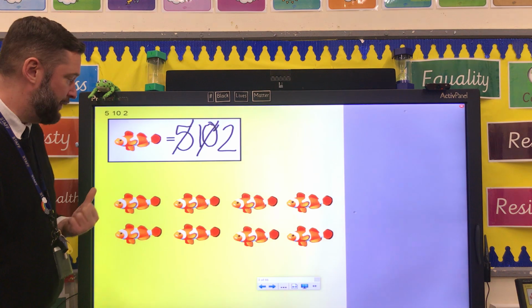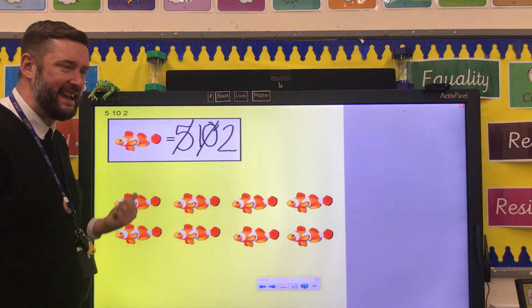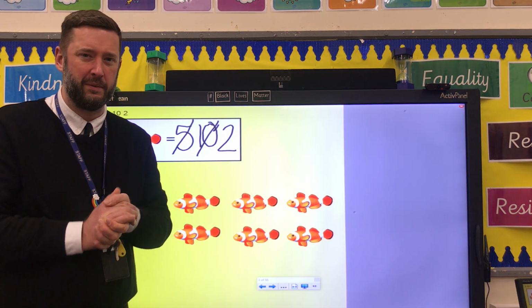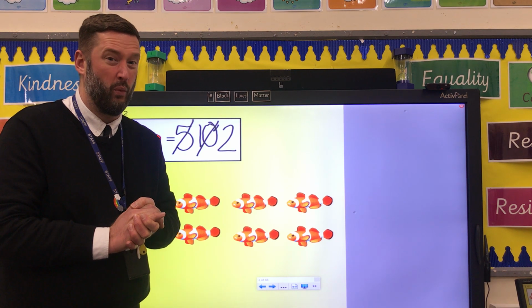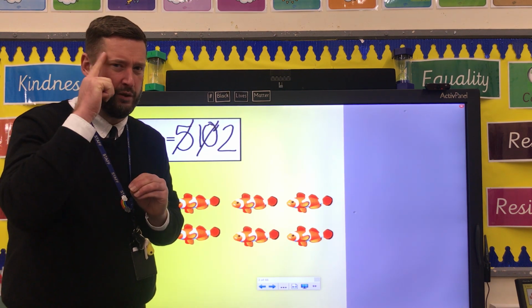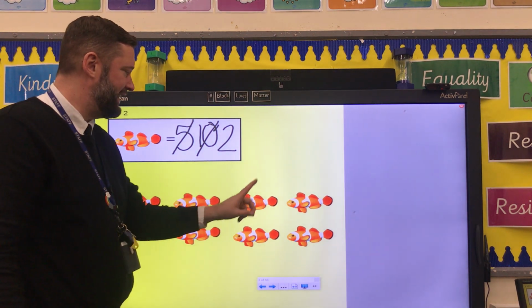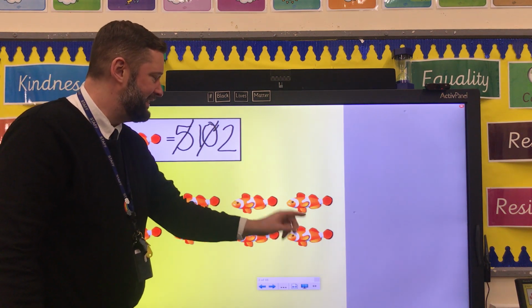each picture has a value of 2. So I've got 8 pictures and they each have a value of 2. Do you know what it is before, without counting? Anybody worked it out? Well, it's 16. Well done if you knew that. Let's count in 2s. 2, 4, 6, 8, 10, 12, 14, 16.